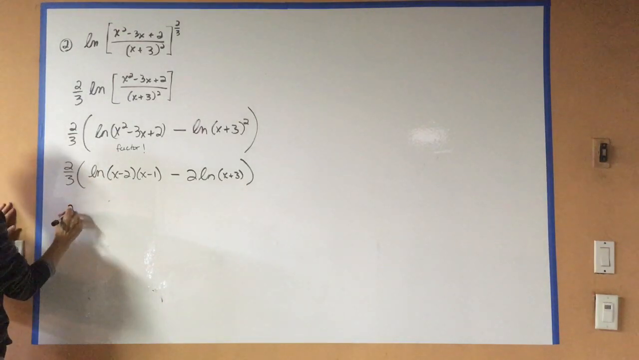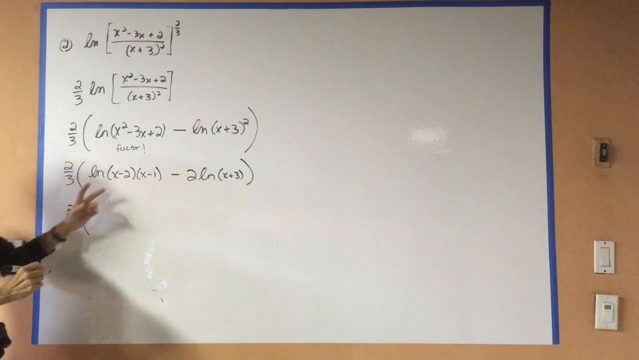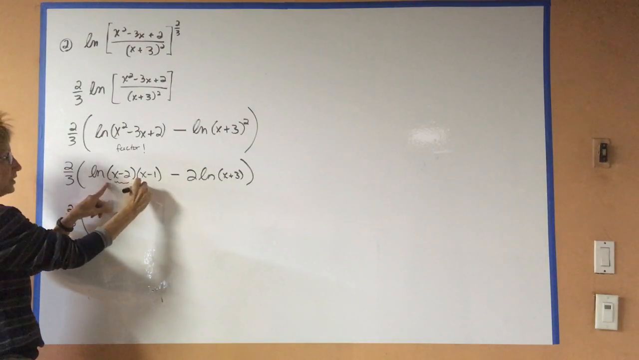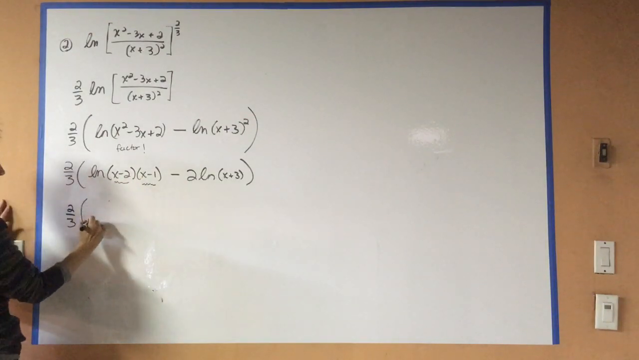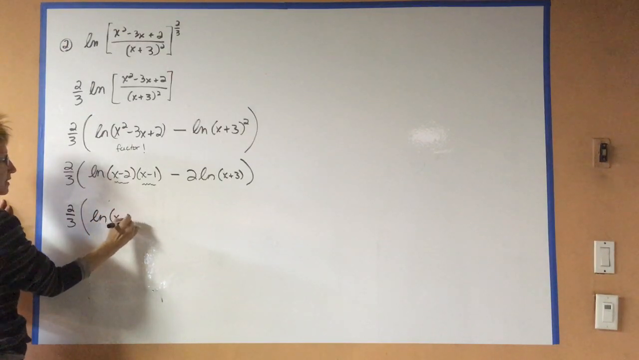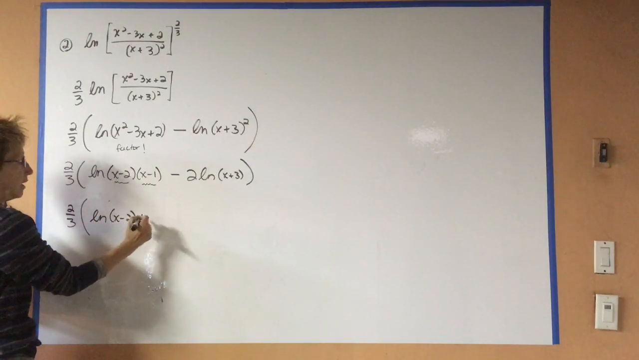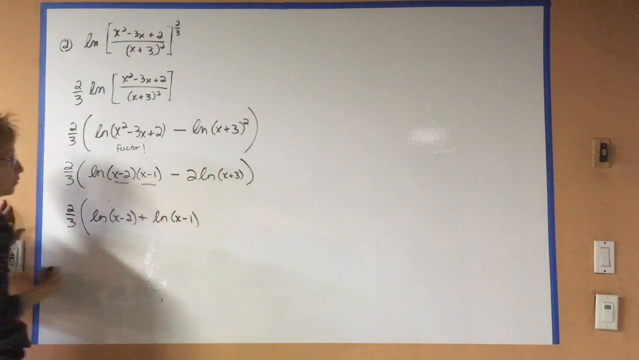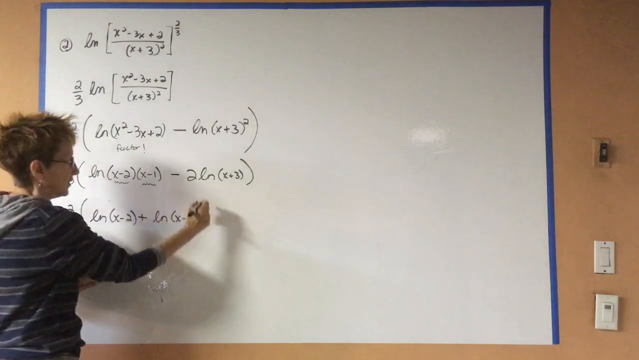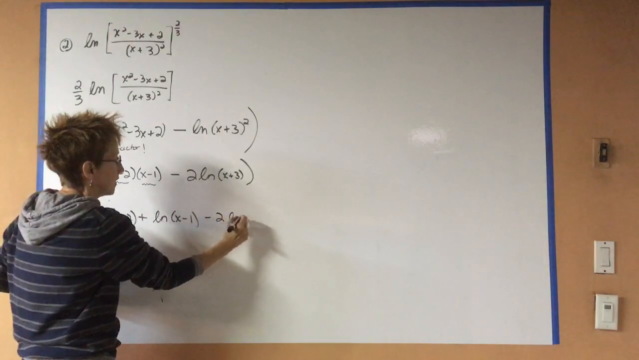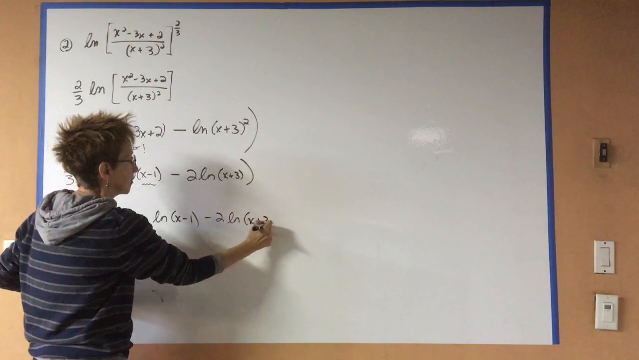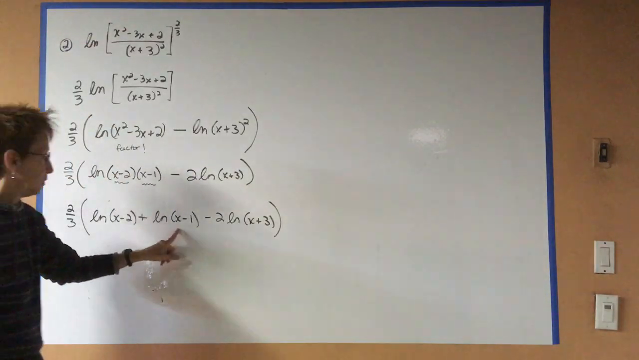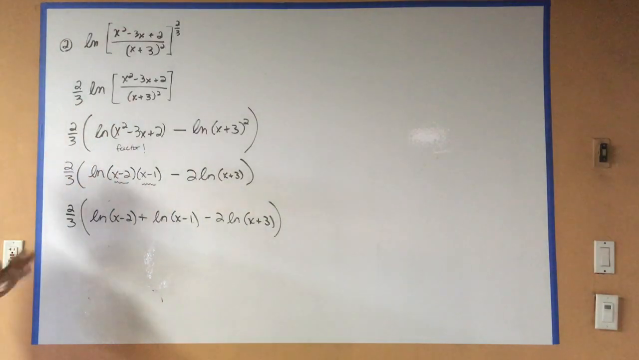So I've got 2/3. This is ln of a product, right? Here's the first factor, here's the second factor, which means I can split this up into the ln of x minus 2, the first factor, plus ln of the second factor, which is x minus 1. And then this one, I decided was done, minus 2 ln of x plus 3. None of these are like terms. They don't have like arguments, so I can't combine them.